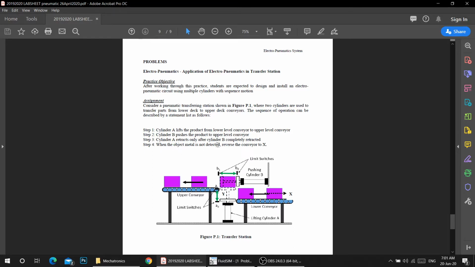And there's another thing that we need to consider at the same time, which is when the object is not detected, the conveyor will turn in a reverse direction, which is the direction X, which I assume is the clockwise direction.